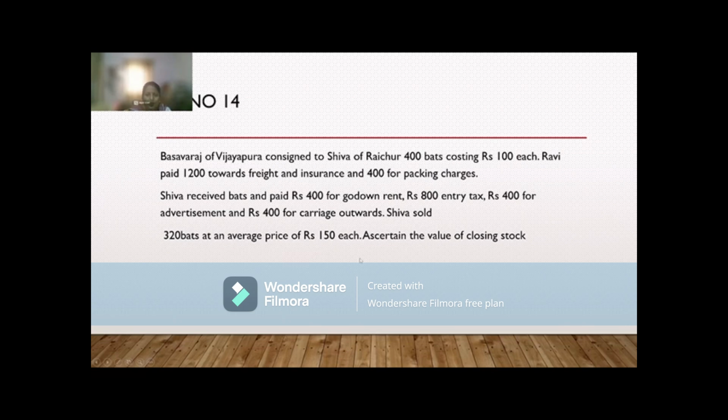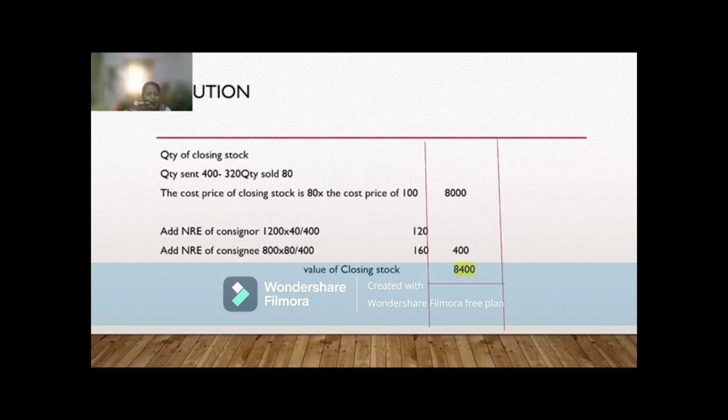You can try this, it is very easy. It is similar to the previous problem. The quantity sent is 400; deduct 320 and we get 80. 80 into 100 is the cost price. Then we will add the expenses of the consignor and the consignee. We get the value of closing stock.